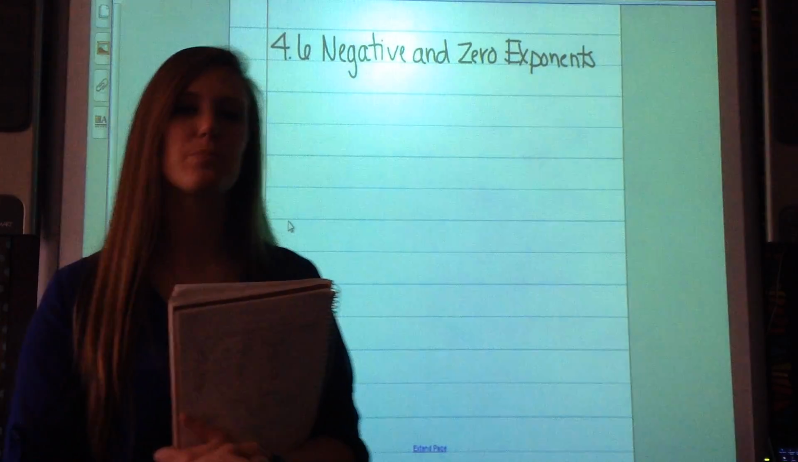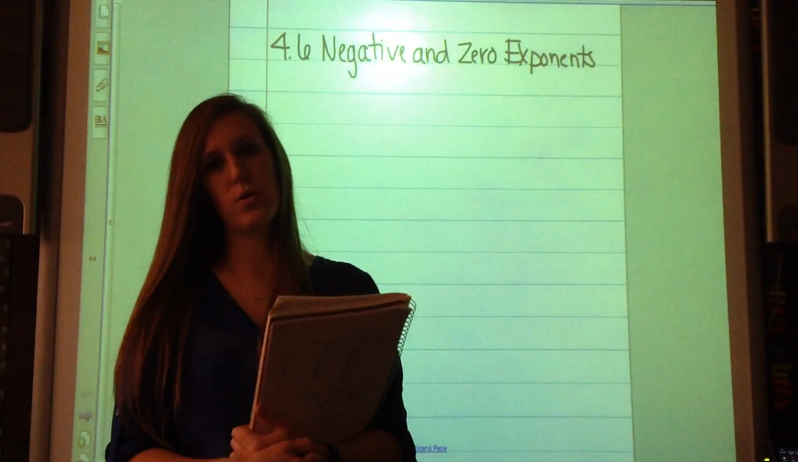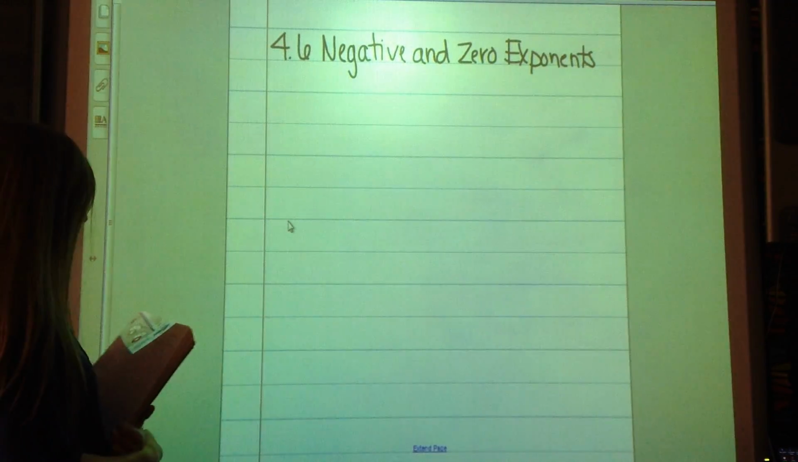We're going to continue to work with exponents, and in this lesson we're going to learn how to work with negative and zero exponents. Let's start with zero exponents.